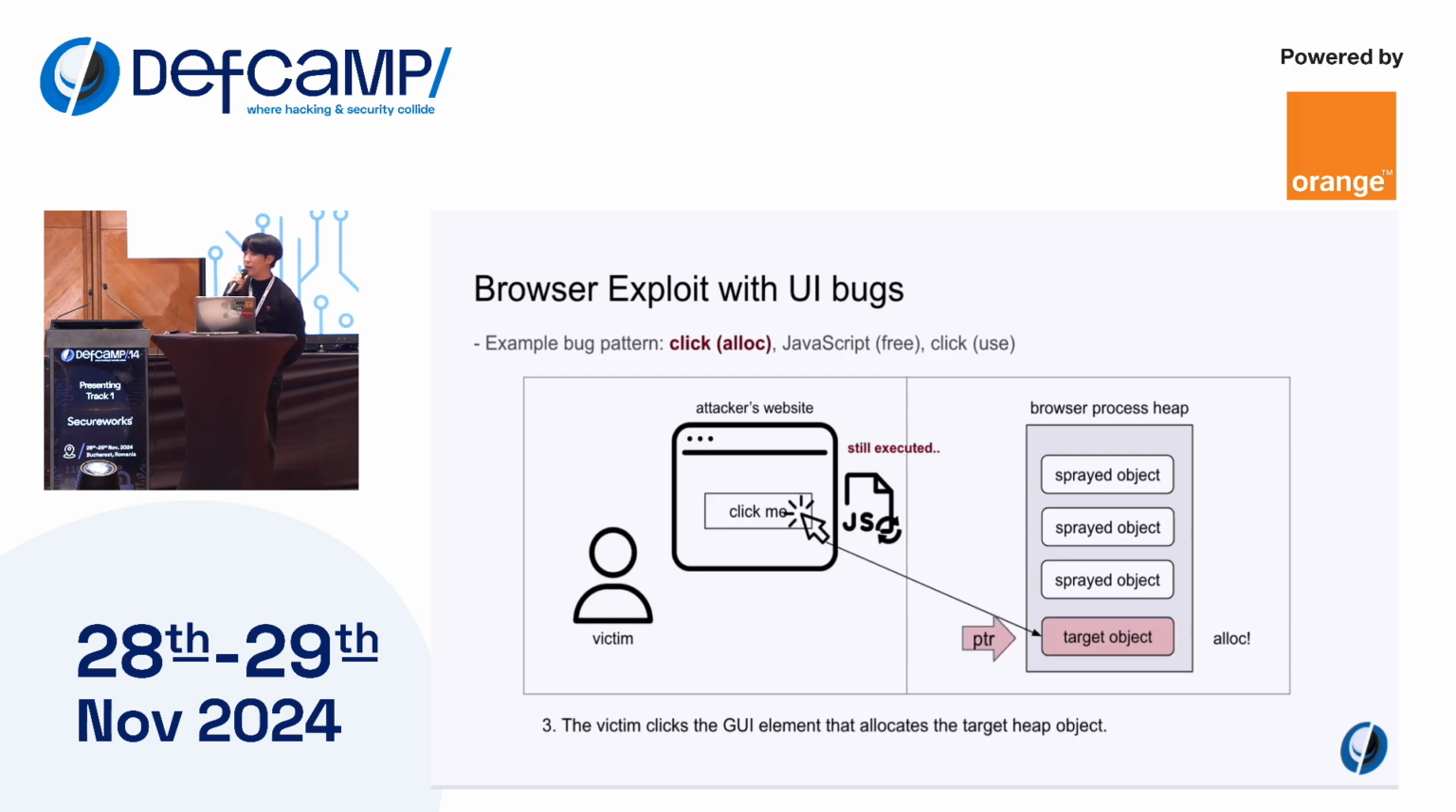And the third step is inducing the victim to click the GUI element to allocate the target object, because we are assuming the object allocation occurs when the user clicks some GUI element. And this target object means the object that will be freed and accessed later by the use-after-free bugs. So this is a kind of tricky part, because the attacker needs to make the user click.